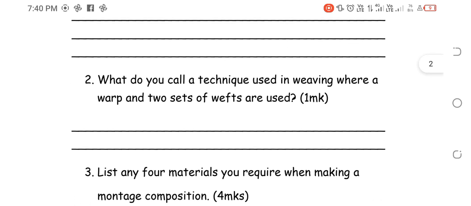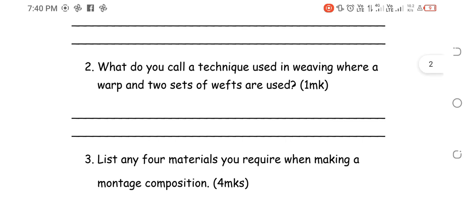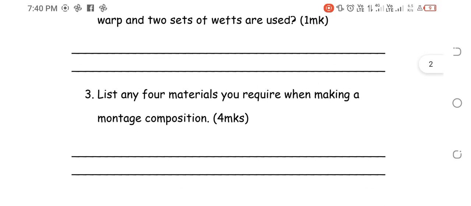Then, what do you call a technique used in weaving where a warp and 2 sets of wefts are used? That one is the twining technique.